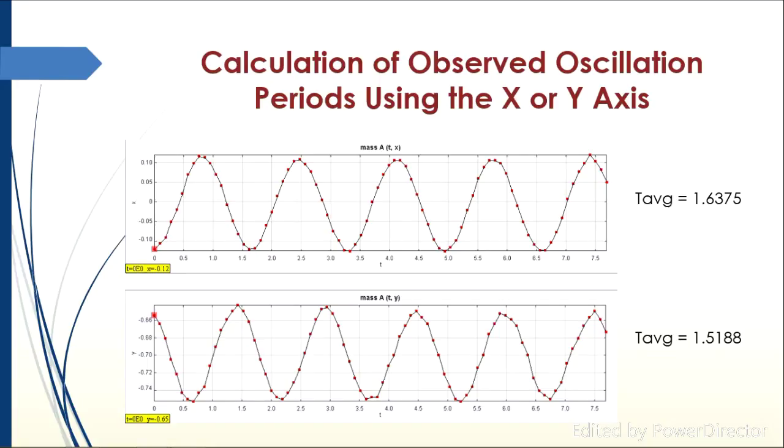This was the calculation of observed oscillation periods using the x or y axes. The top graph shows the oscillation periods in the x-axis, which means how the mass moves horizontally. And the bottom graph shows how, using the spring, the mass moves up and down. These are similar but not the same, which means that the position of the mass is never going to return to the same point that it had been previously.